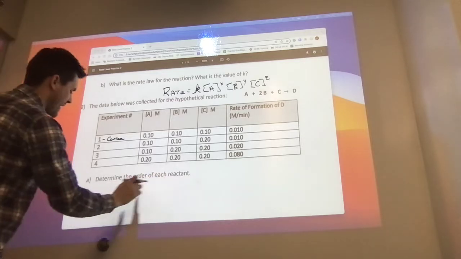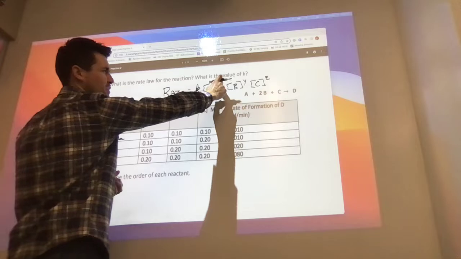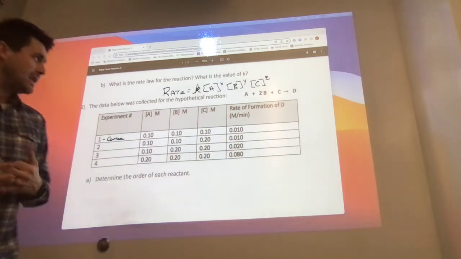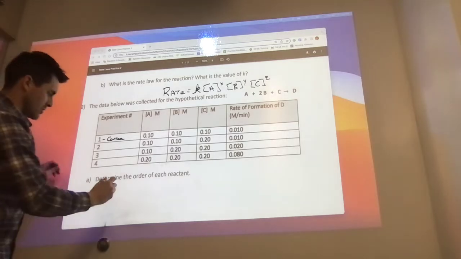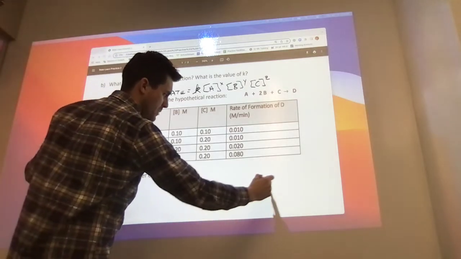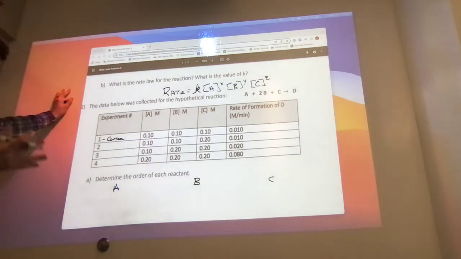Now the first question we're asked here is to determine the order of each reactant. Well, orders would be X, Y, and Z. It's the exponent on each of those concentrations. So we're going to use some data to find what the order, or the exponent, is for all three of those chemicals. So we'll start with A.